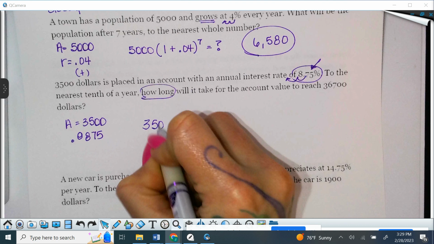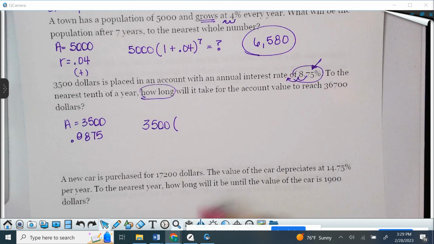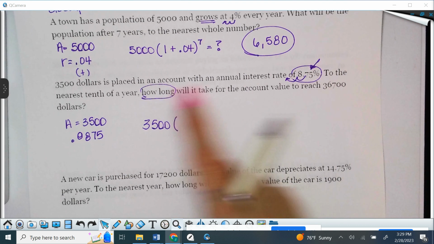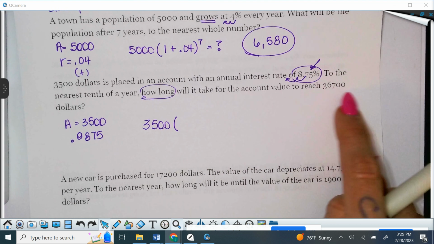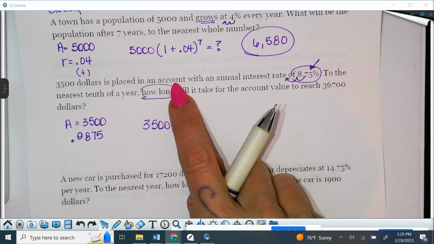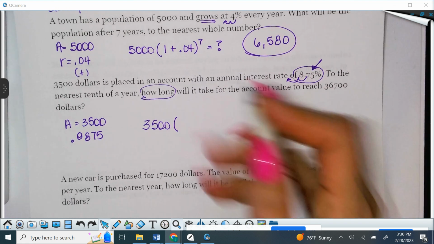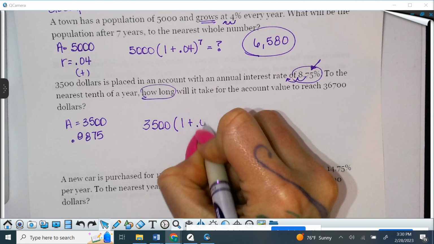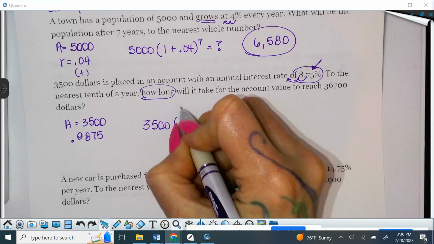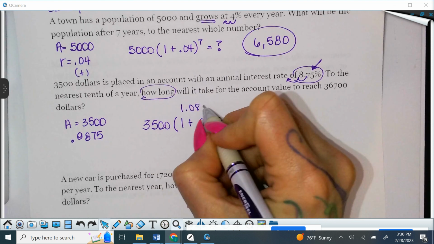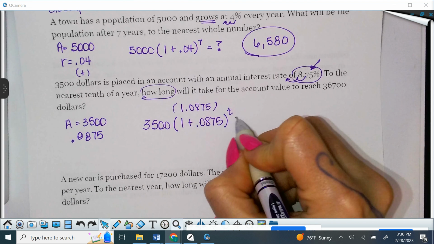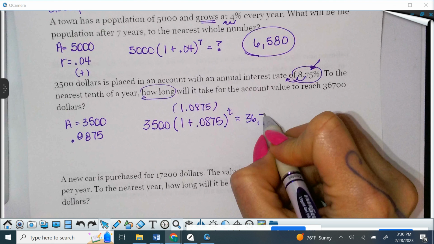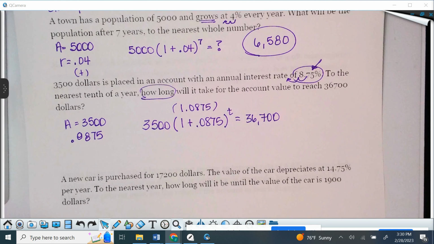It's going to add up to reach 36,700. So we want to get it from here to here, so it's definitely a growth. Also, most accounts have an annual interest rate, and we're adding money to it. So it's going to be 1 plus 0.0875, or like I said, this could be 1.0875 without the plus. Our time is unknown, and our goal is 36,700.